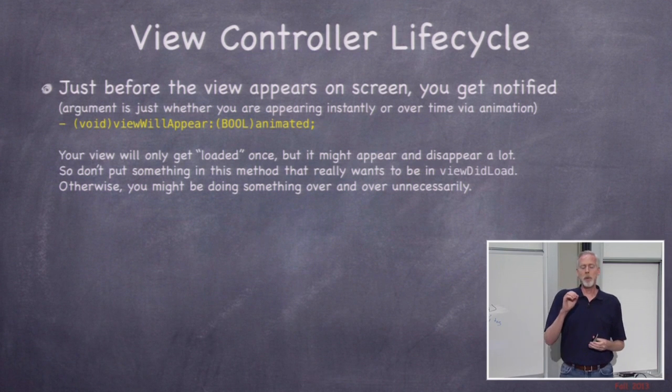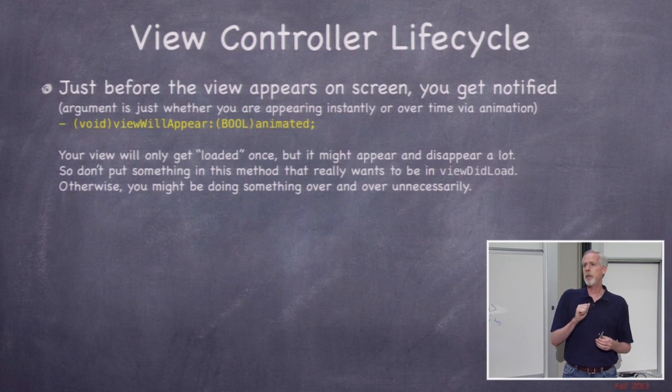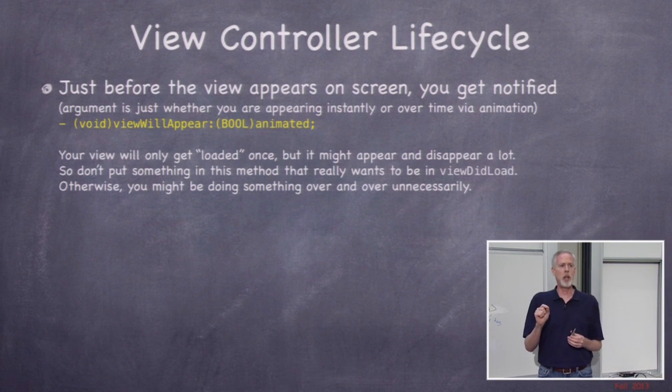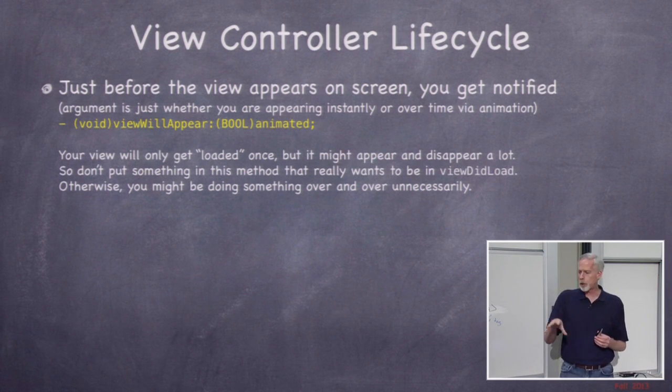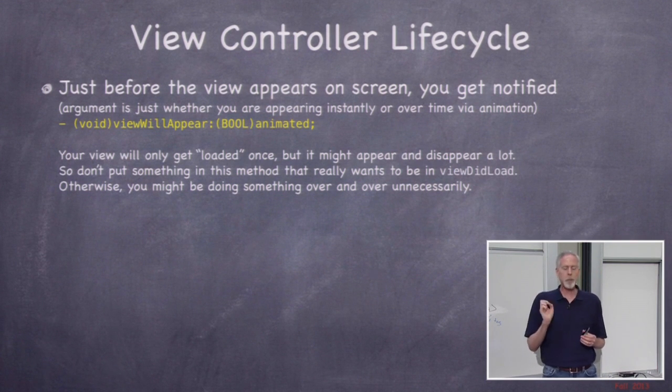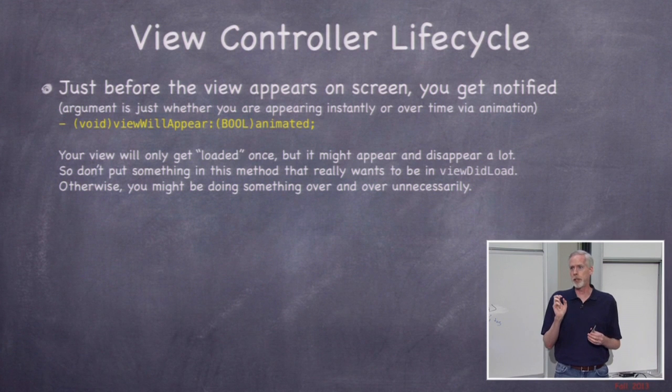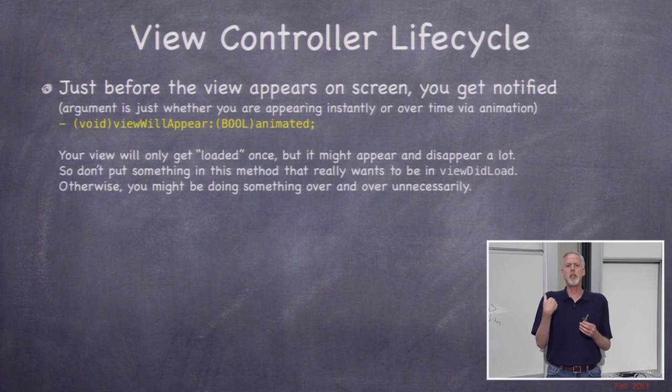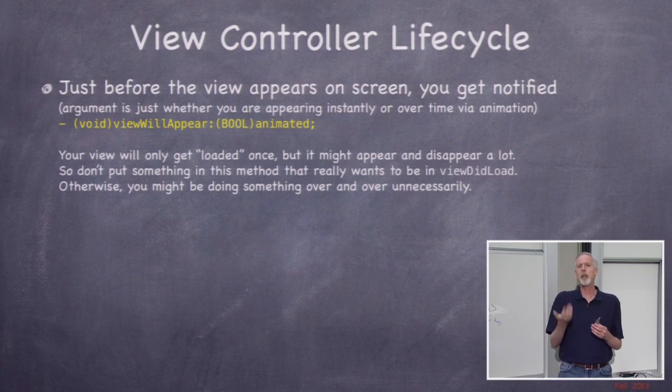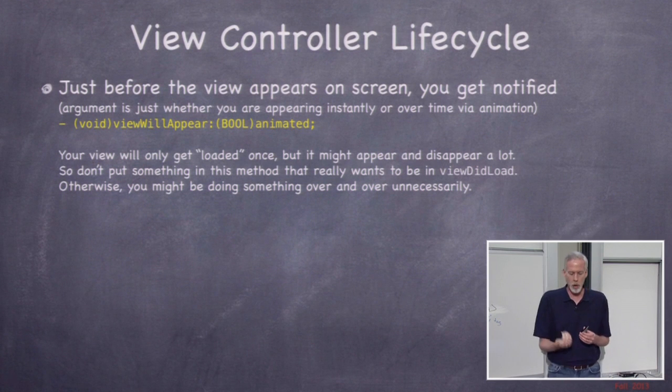Now, one thing you want to be careful about not putting in view will appear is one-time initialization that really belongs in view did load. Because, again, when you have multiple MVCs in your app, they're going to be appearing and disappearing. And so view will appear is going to get called multiple times. Okay? Every time your view appears back on screen, view will appear gets called again. So if it's a one-time initialization and you put it in view will appear, it's going to happen every time your thing reappears. So what does go in view will appear?